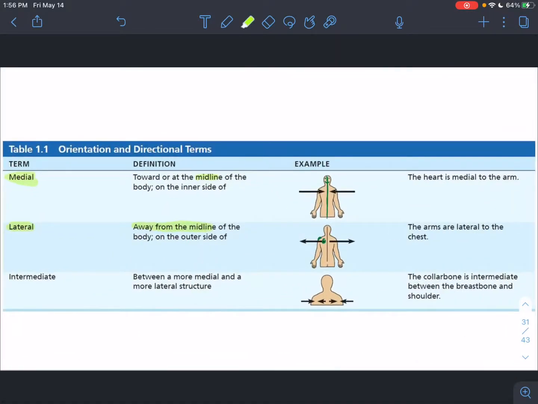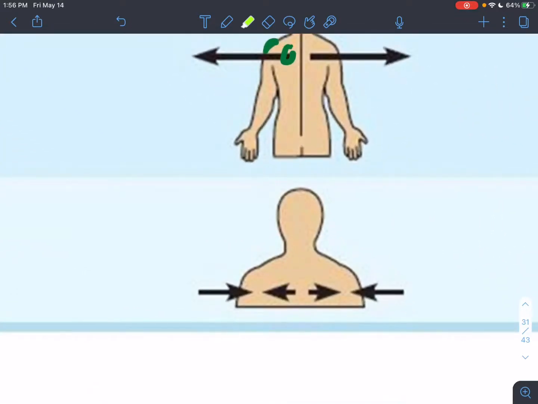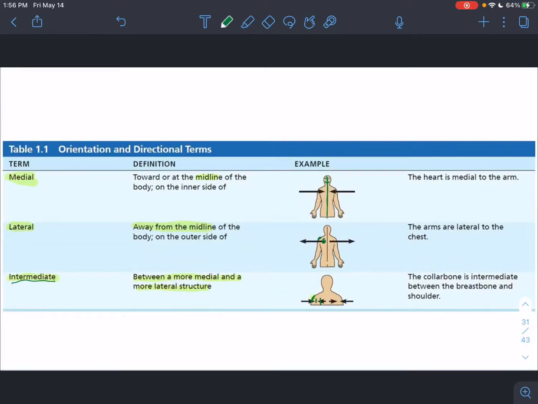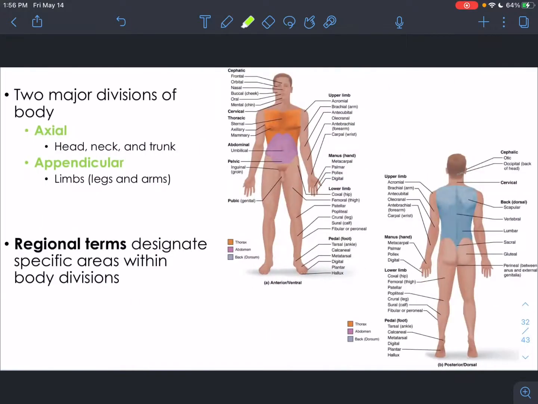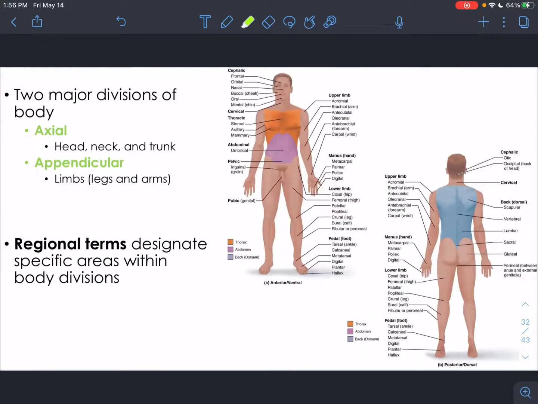And then the last one here is intermediate, which means between a medial and a lateral structure. So say we have your shoulder and your armpit, your humerus is intermediate because it's between your shoulder and your armpit, in the middle. Again, that's intermediate. Okay? So those are the directional terms. You'll see those a lot in lab, but we will use those throughout the entire semester, so make sure you're familiar with those.